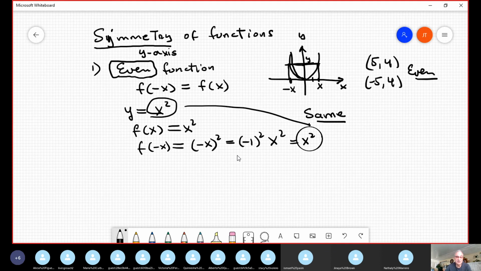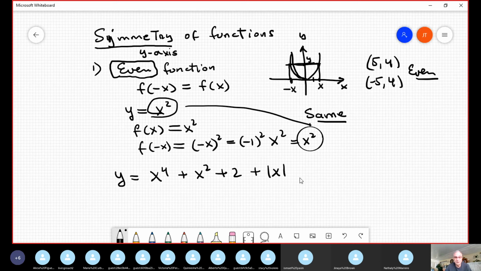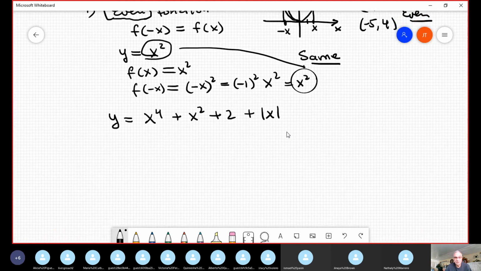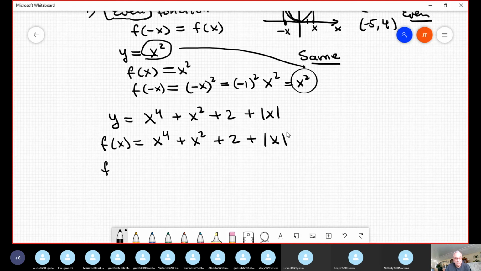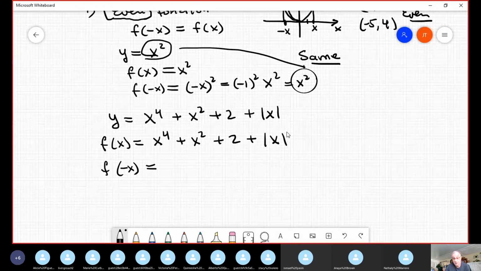Okay? This is even. Let me see another, more complicated example of even. Suppose x to the 4th power, minus x to the 2nd power, plus 2 plus absolute value of x. Prove whether this function is even or not. So I write function notation. I change x for negative x, okay, in other words, we are doing reflection about the y-axis.